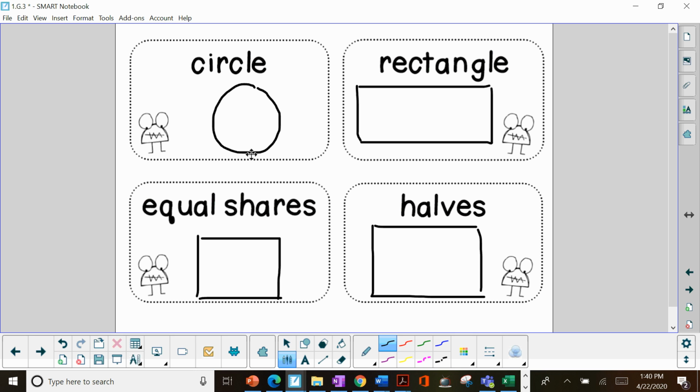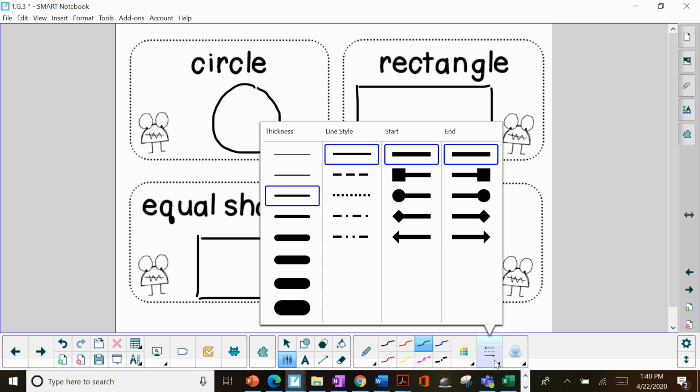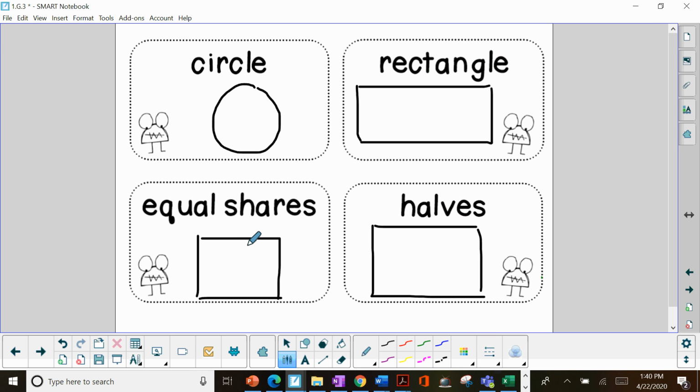So here's a circle. I'll try to draw that with my finger so it's not perfect. And this is a rectangle. Notice these 2 sides are the same size and these 2 sides are the same size. Equal shares. So let's see what that would look like. So if I'm going to divide this into 2 equal shares, I'm going to divide it down the middle.